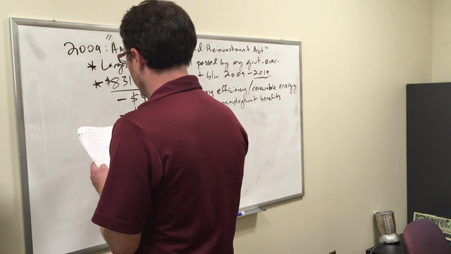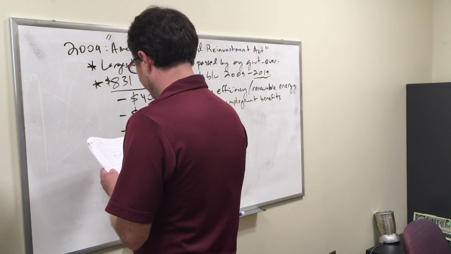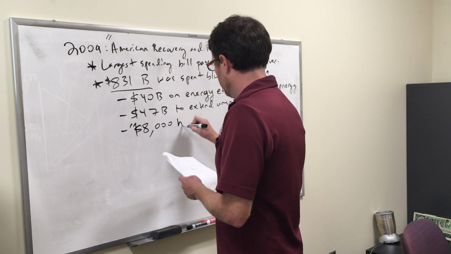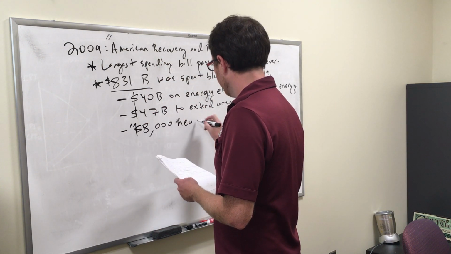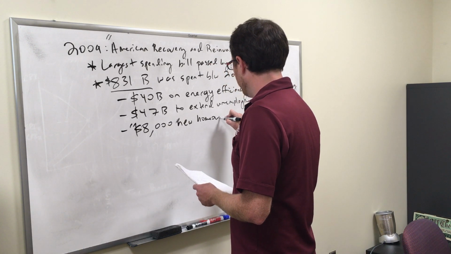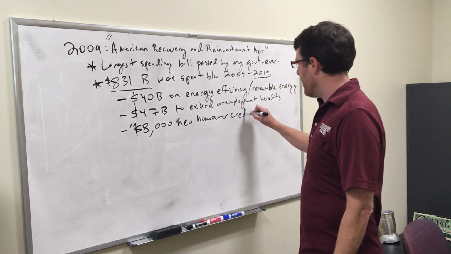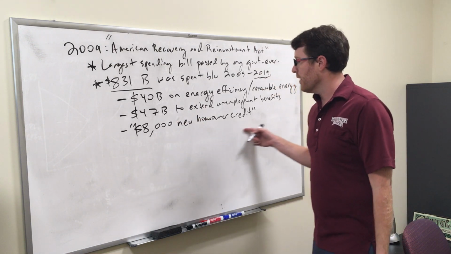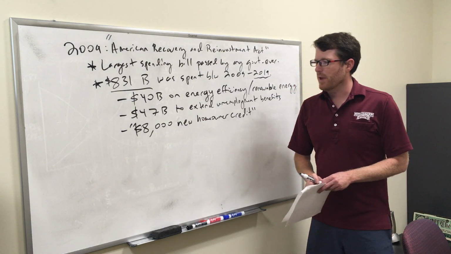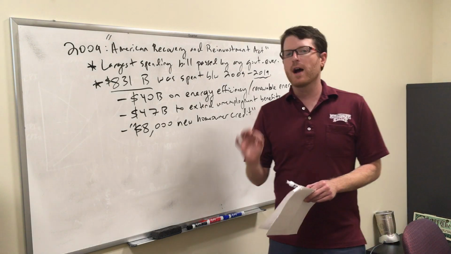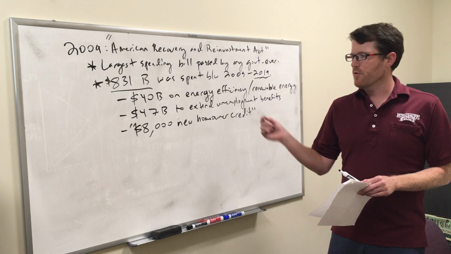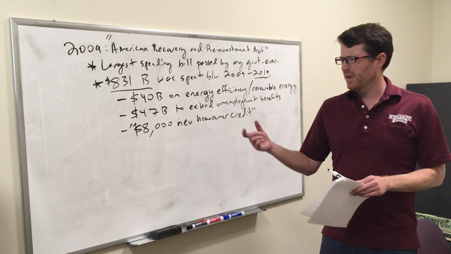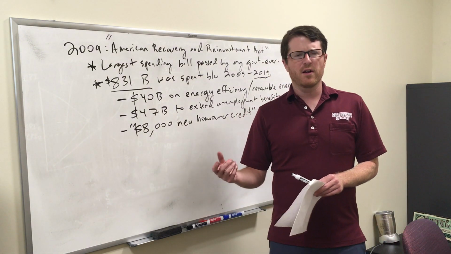And just to give you a couple of examples here, the $8,000 new homeowner credit. I don't have this in my notes, so I don't know how much this came out to in total. But this $8,000 new homeowner credit basically meant if you were buying a home for the first time, the government would give you up to $8,000 towards your purchase of your house. And I think it was 10% of what you spent.